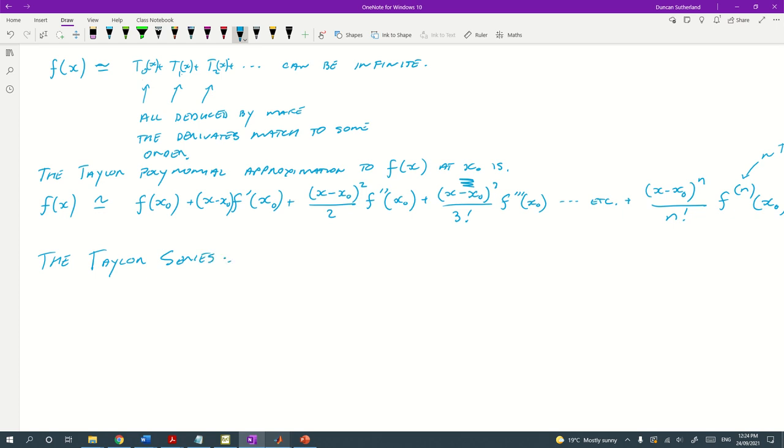The Taylor series has an infinite number of terms, and we shall use sigma notation, summation notation, to write this down. So you've got the nth derivative at x naught, times x minus x naught to the power of n over n factorial. That's the Taylor series. And note that I've written equality, right?